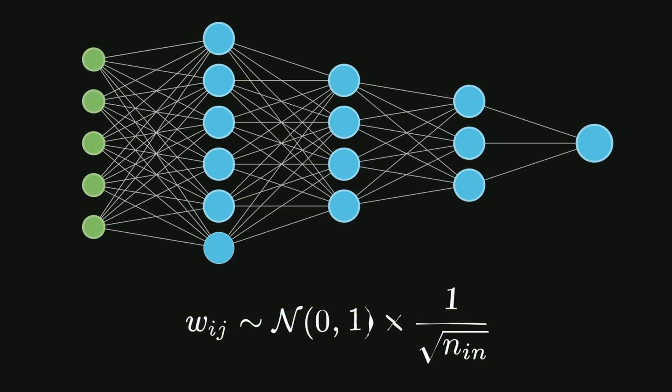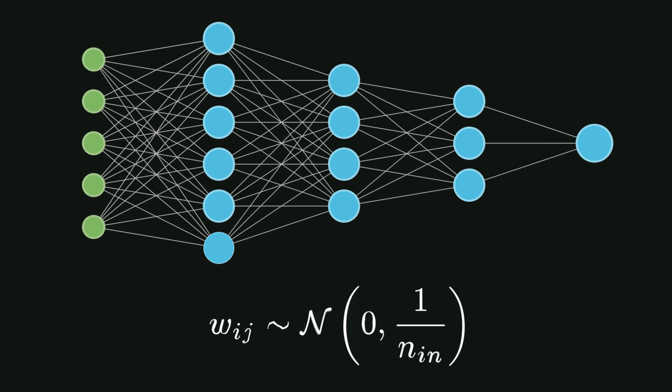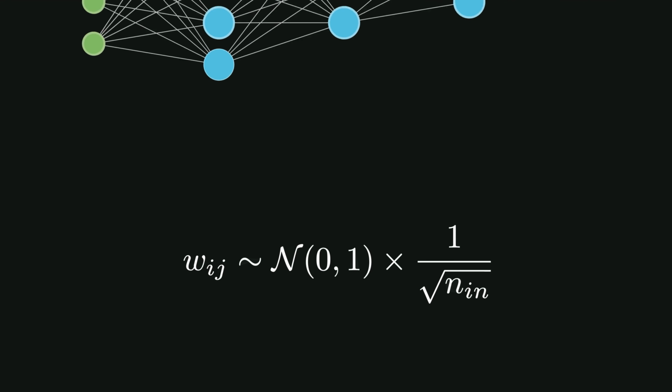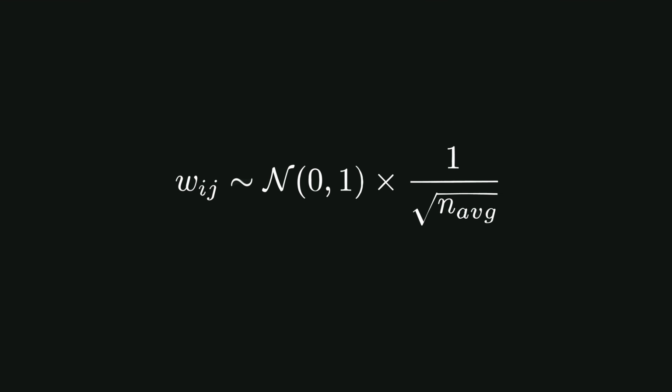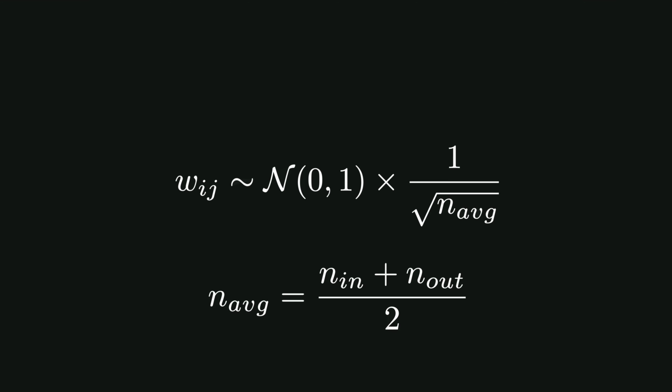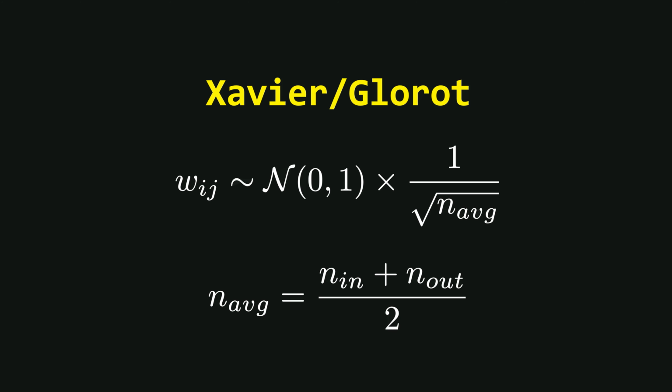So the standard deviation in this case will be the square root of 1 upon n in. That means we can take our random weights from a normal distribution with mean 0 and variance 1 and then scale them by this standard deviation. It's basically the same thing as saying we are drawing weights with mean 0 and variance 1 upon n in. Now, if we take the average of both the number of inputs and the number of outputs of the network, it can actually perform a bit better in some situations. This is called Xavier Initialization, and it works really well for tanh and sigmoid functions.